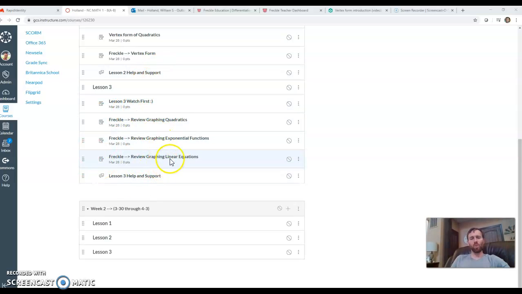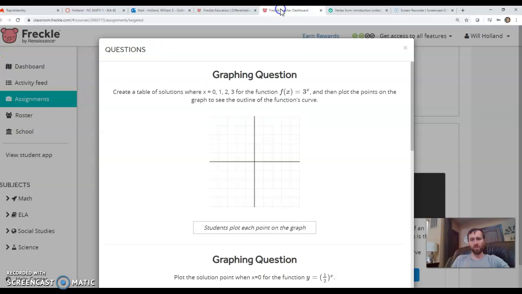So with this, I wanted to go into Freckle for just a moment and show you the format that they're going to be using for graphing. It's a little weird. So here's a sample question of what you'll be looking at. It says, create a table of solutions where x equals 0, 1, 2, and 3 for the function f of x equals 3 to the x power, and then plot the points on the graph to see the outline of the function's curve.